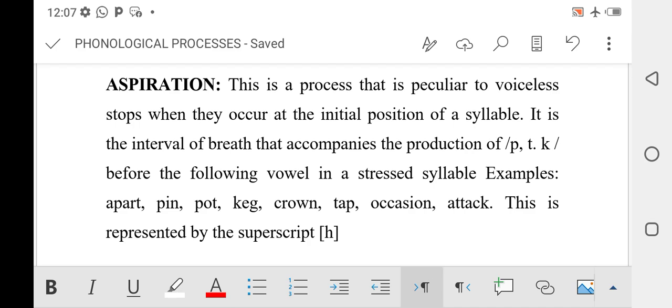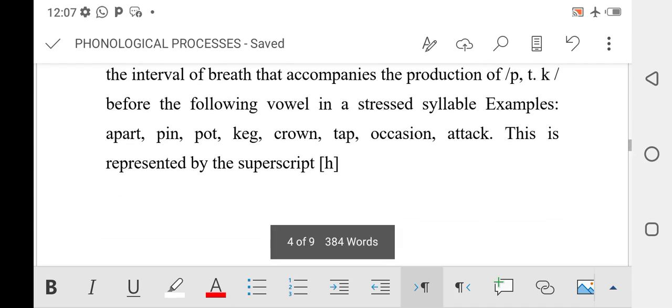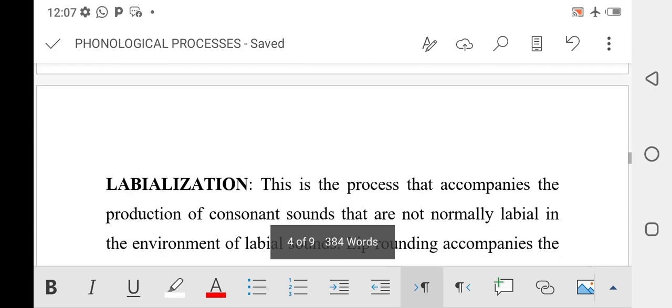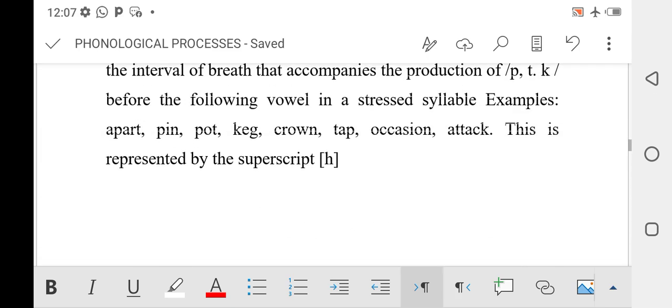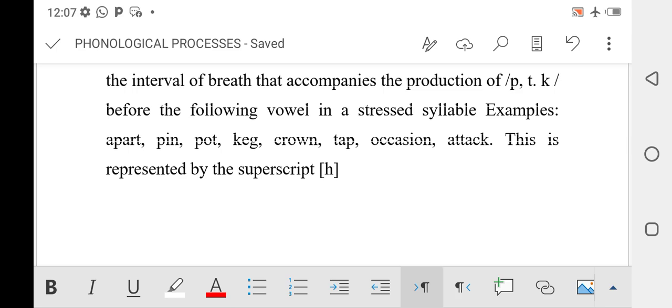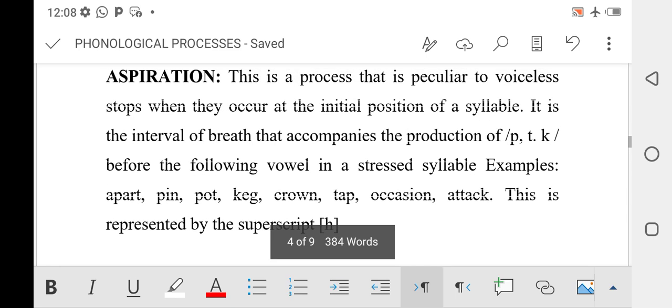All right, so the superscript h is used in the representation of aspiration. Okay, so when I say that the p is aspirated, I will represent it with p raised to power h, in a square bracket. That shows I am talking about aspirated p. Okay, so that is for aspiration.